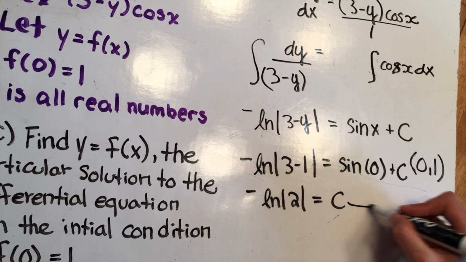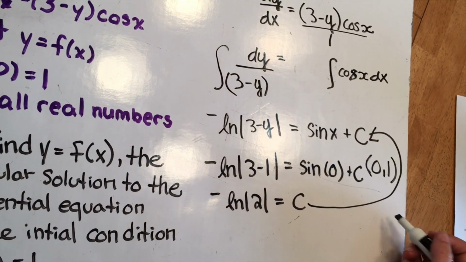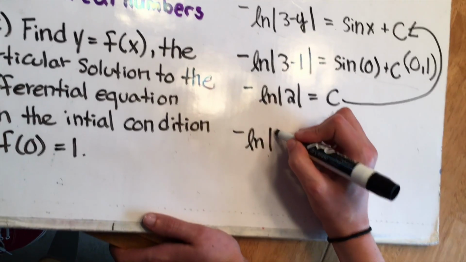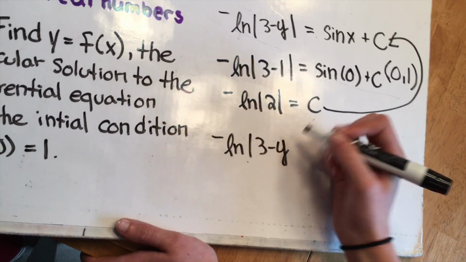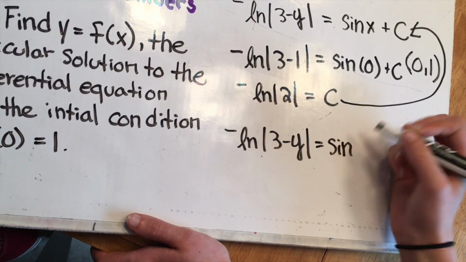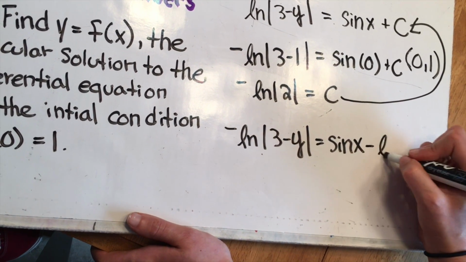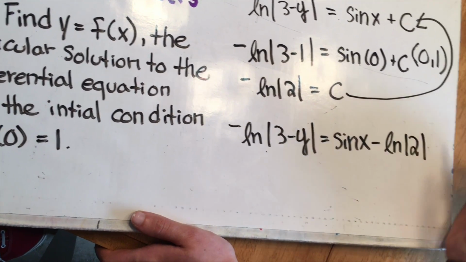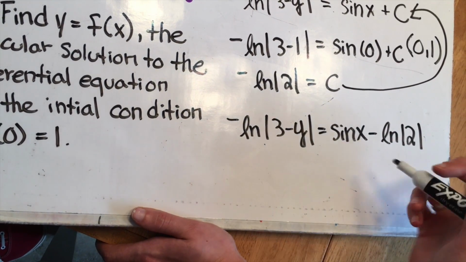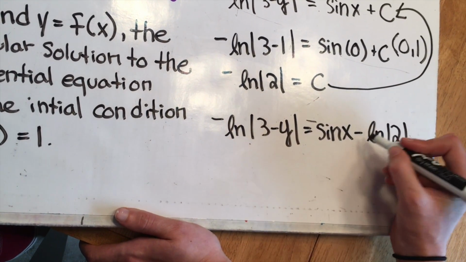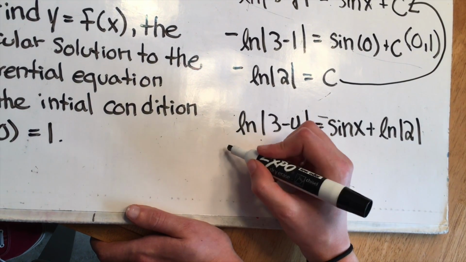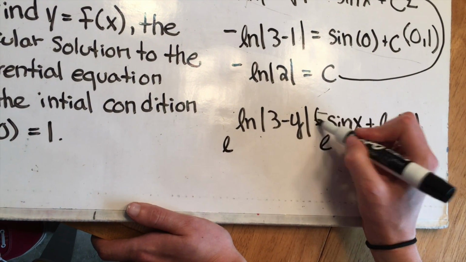You can bring this back up here and plug it into c. So now you have negative ln of (3 minus y) equals sine of x minus ln of 2. Now I'm going to bring this negative to the other side and divide through by a negative, so that will give me this. Now, in order to free my y value, I'm going to exponentiate both sides.